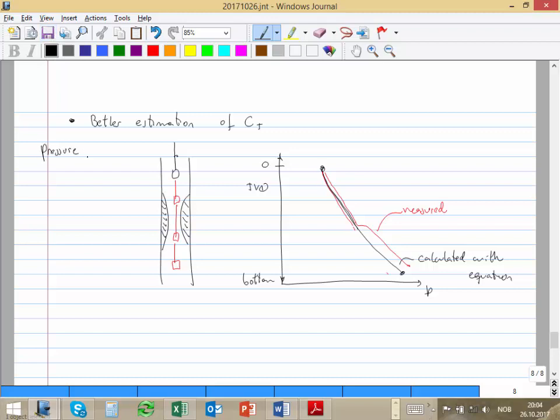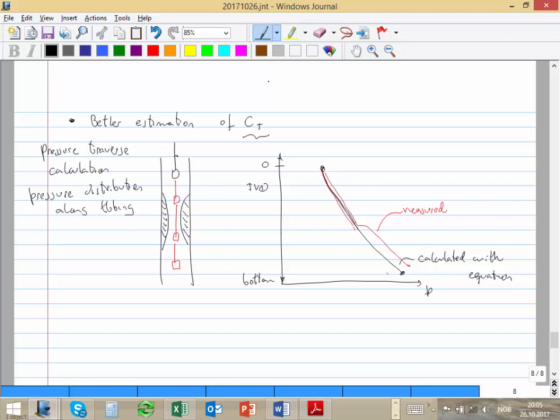Pressure traverse calculation. Okay, and basically it's the pressure distribution along the tubing. And it's a very good tool for diagnosis. So now let's first do, and that's related also with CT, okay?